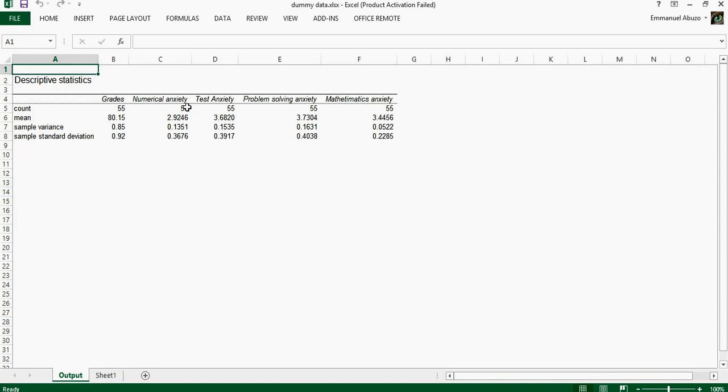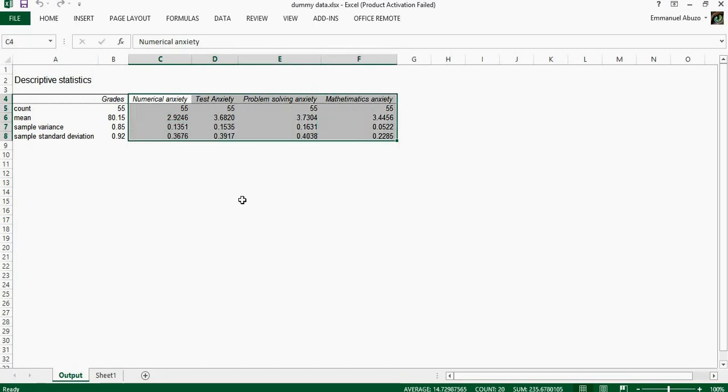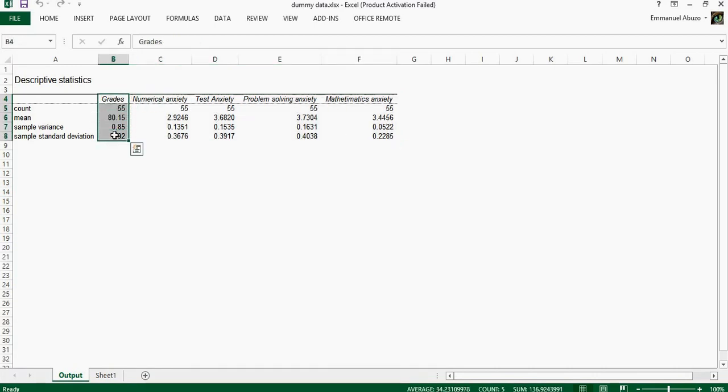For the numerical anxiety, I have 2.92. Test anxiety, 3.68. Problem solving, 3.73. And mathematics anxiety, 3.44. These data can be used in my first research problem: What is the level of the mathematics anxiety in terms of numerical anxiety, test anxiety, problem solving anxiety, and mathematics anxiety?